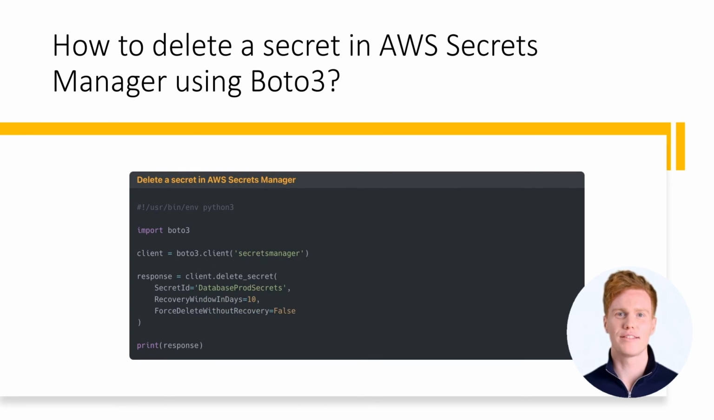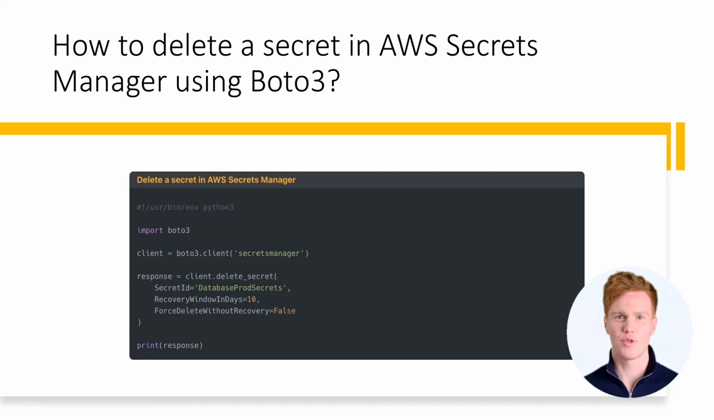You can use the delete_secret method of the Boto3 Secrets Manager client to delete the secret and all its versions. You can optionally include a recovery window, which allows you to restore the secret. If you don't specify a recovery window value, the secret will be deleted within 30 days.